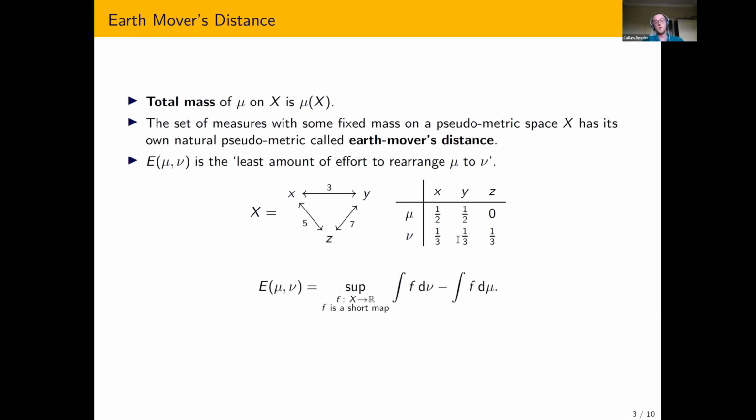And in general, you get a formula for this, and this formula ranges over what are called short maps. So a short map is just a map between metric spaces such that it doesn't increase distance between points. So if you've got 2 points in your domain, then where they get sent to in the codomain will be at least as close. So this is kind of the elementary approach.